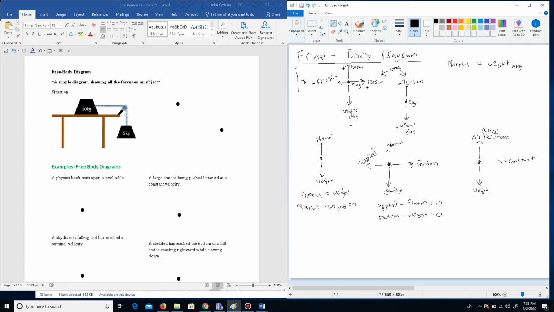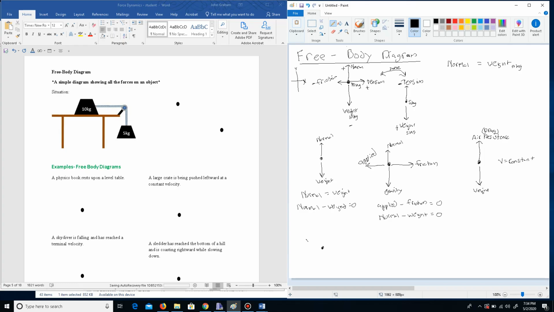Right, this next one, a sledded, that should probably say sledder, has reached the bottom of a hill and is coasting rightward while slowing down. Right, so we're at the bottom of a hill. I'm not going to draw the hill. Just imagine the hill. You're at the bottom.